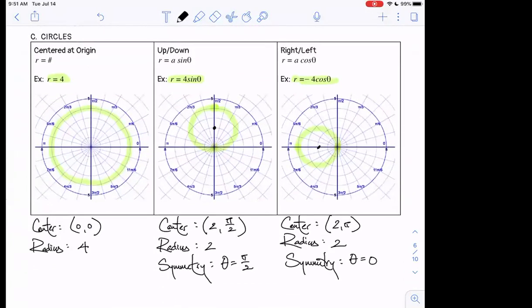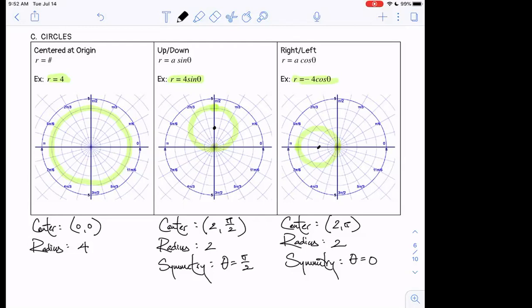Then we started to talk about circles. So we know from some of our equations earlier that we could find a circle centered at the origin, and that polar equation was actually very straightforward. r equals whatever we have for the radius. But what was significant is that when we looked at circles that were up and down or right and left from the origin, the up and down ones had a sine theta in the equation, and the right and left ones had a cosine theta in them.